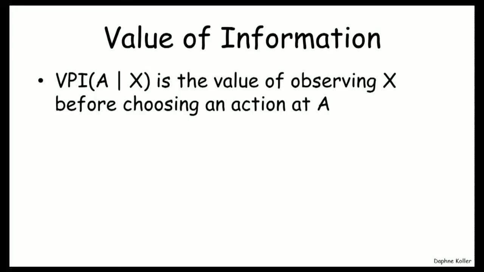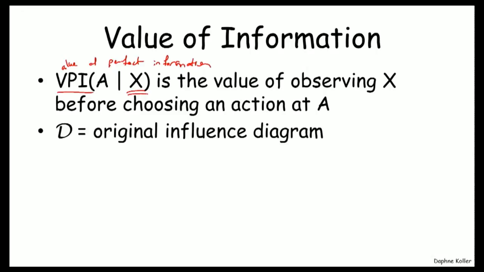So how do we provide a formal semantics for the notion of the value of getting information or the value of making an observation? The formal definition that one can provide for this is the value of perfect information about a variable X, which is the value that we have by observing X before choosing an action A. And perfect means that we observe X perfectly, without any noise.